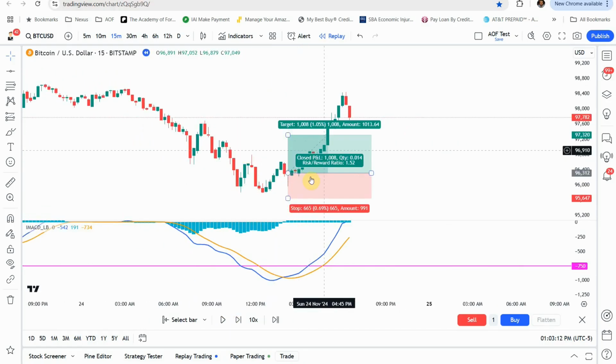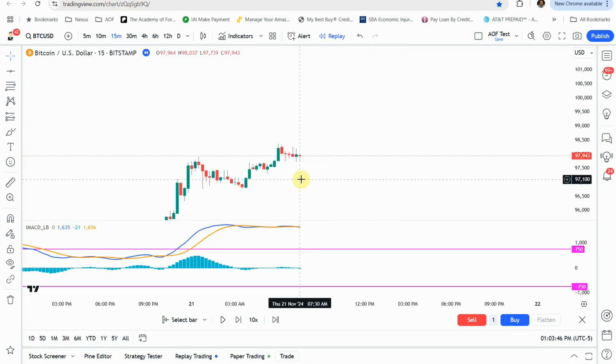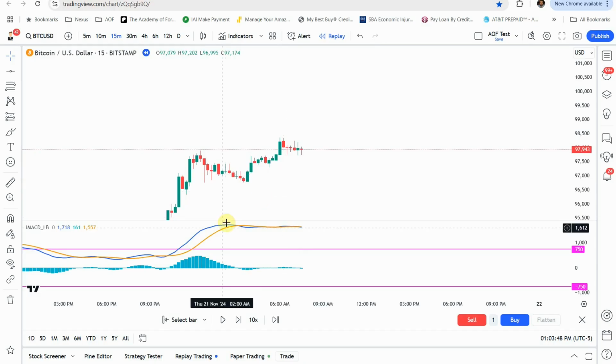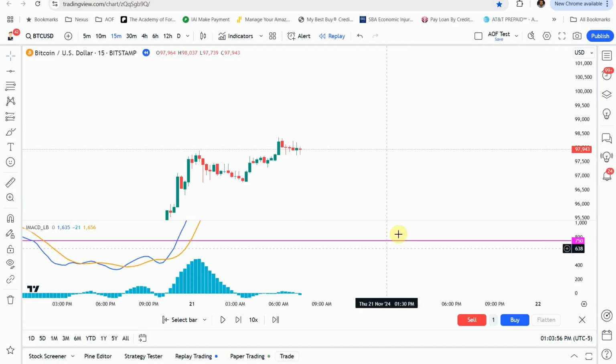Get a little bit of a dip and then a nice push to the upside, getting us to our take profit. And for a short trade, what we are looking for, so we're looking for those two lines to be above the purple line that we said at the 750 mark. Then we're looking for the blue line to cross down below the orange line.